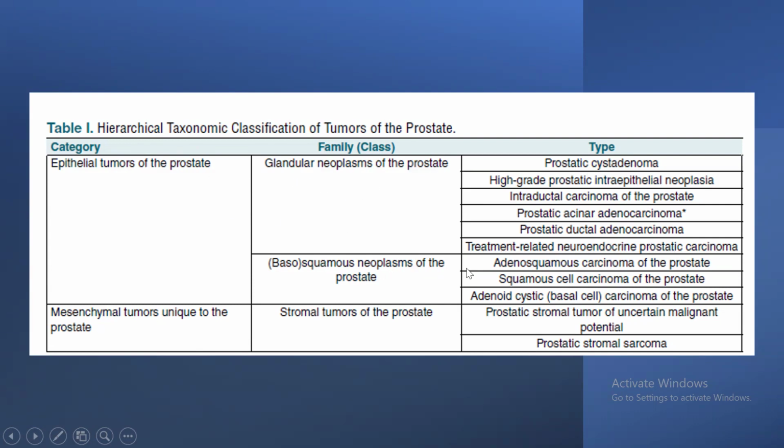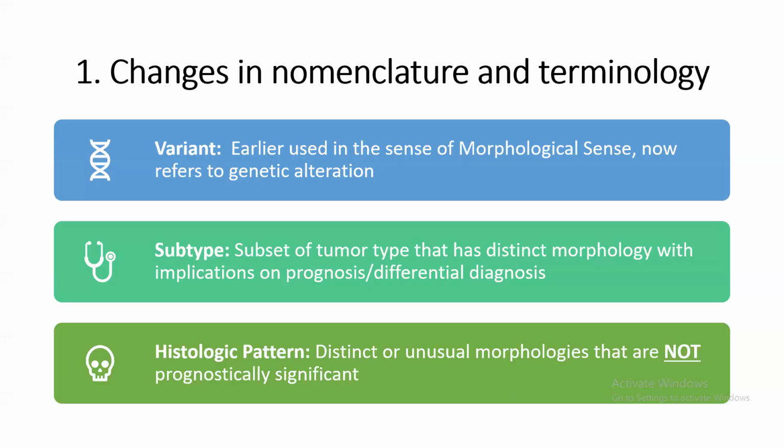Then the basosquamous part, we have adenosquamous carcinoma of the prostate, then squamous cell carcinoma, and the adenoid cystic or basal cell carcinoma of the prostate. The updates about these we will see in subsequent slides. Regarding the mesenchymal tumors, we have stromal tumors of the prostate, where we have a stromal tumor of uncertain malignant potential, and then prostatic stromal sarcomas. These are very rare tumors, the sarcomas and the stromal tumors.